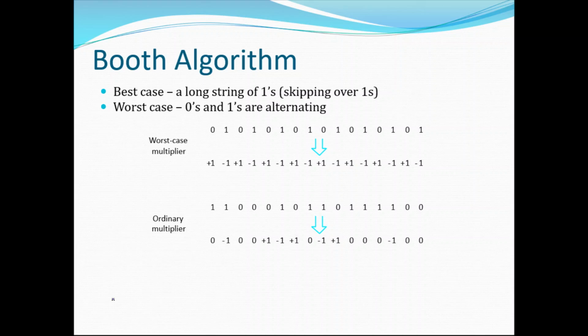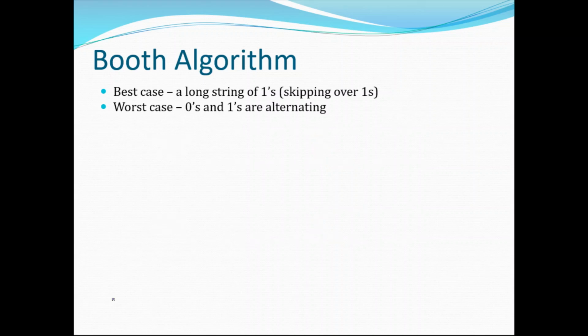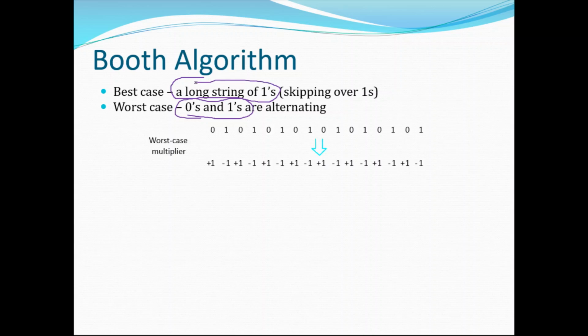So when will Booth's algorithm perform better and when will it perform worse? Booth's algorithm will perform worse if the input contains alternating zeros and ones. It will perform in the best way if the input contains continuous ones. Say this is an example where there are alternating 0s and 1s: 0 1 0 1 0 1 0 1 0 1 0 1 0 1 0 1.